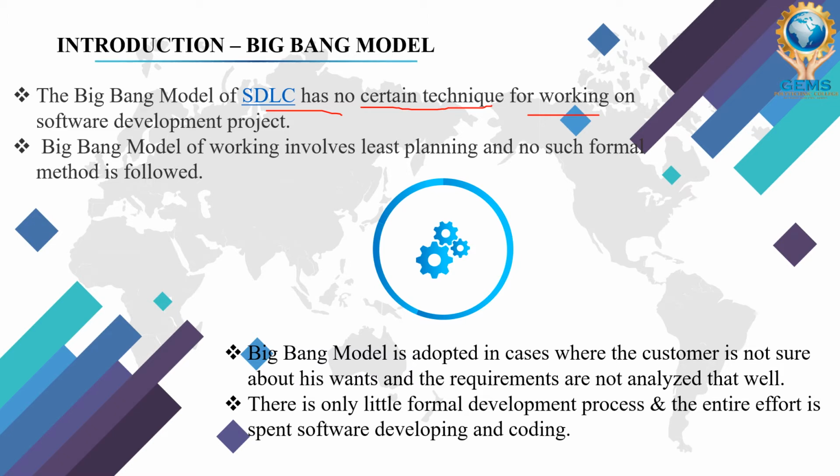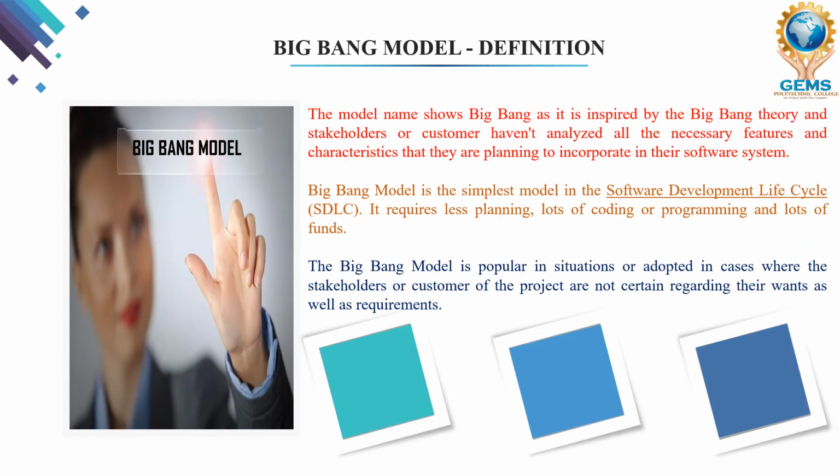So where we use the Big Bang model, there is only little formal development process and the entire effort is spent on the development of the software and coding. So here in this model we are giving little emphasis or less emphasis on planning and documentation, but mostly we are giving emphasis and putting all our efforts on development of coding and the software part, right? So this is our introduction.